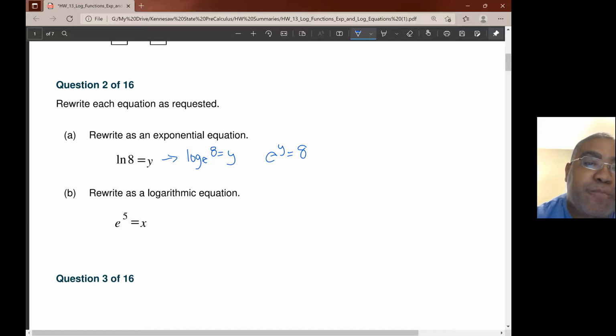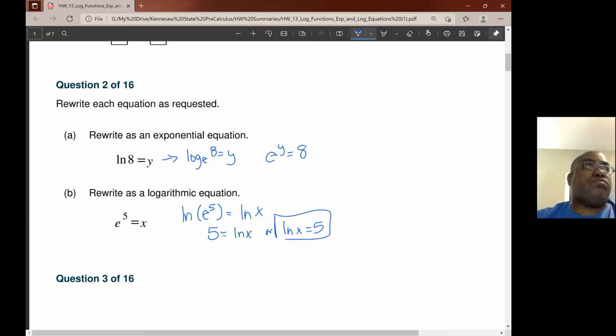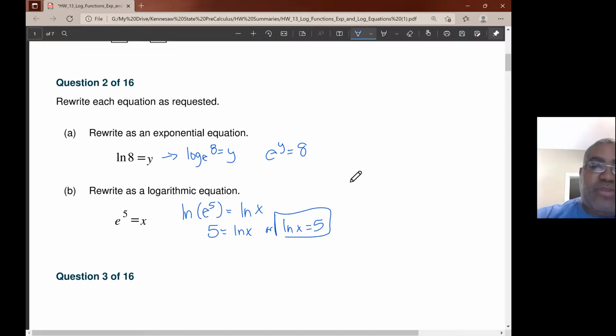All right, for part B, it says rewrite as a logarithmic equation. Again, you can take the natural log of both sides, and that really is the easiest way to conceptualize what you're doing. So if I were to do that, it would be the natural log of e to the 5th is equal to natural log of x. The natural log and e cancel each other out, so I end up with 5 is equal to ln of x, or ln of x is equal to 5. Okay, let's continue on. Pretty easy so far.